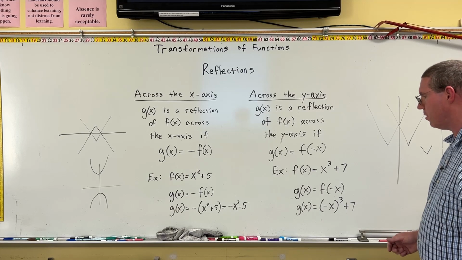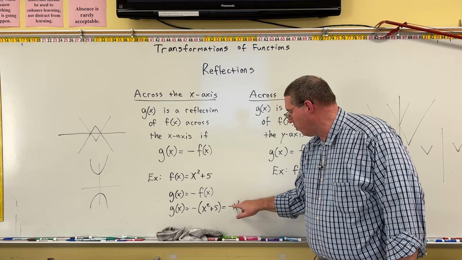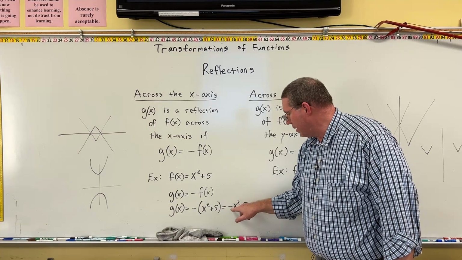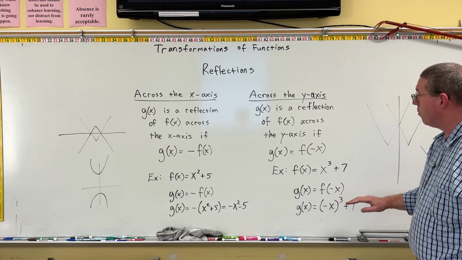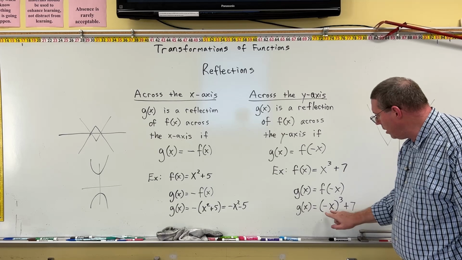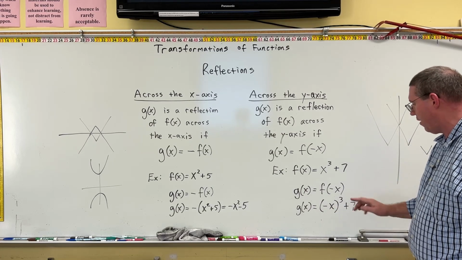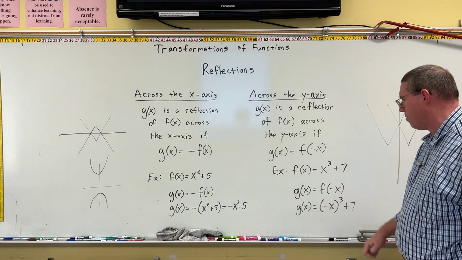And this is an important distinction too. Look over here how the negative affected both the x squared and the 5. So it became negative x squared and negative 5. But on the reflection across the y-axis, it's only changing the x. It's not affecting the 7 at all. The 7 is not becoming negative. Only the x is becoming negative.